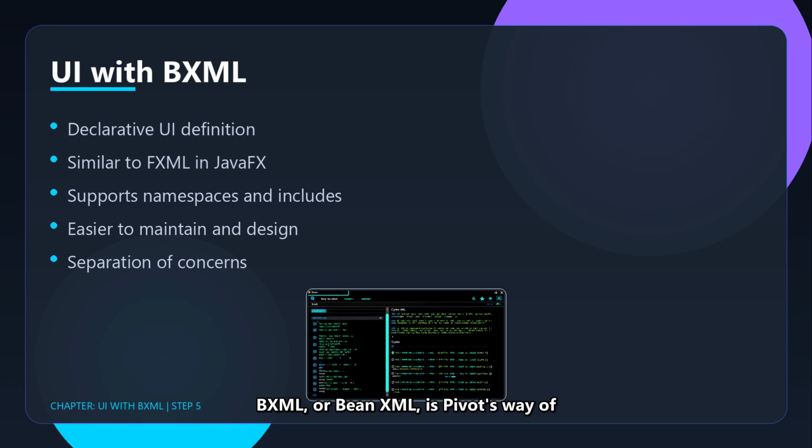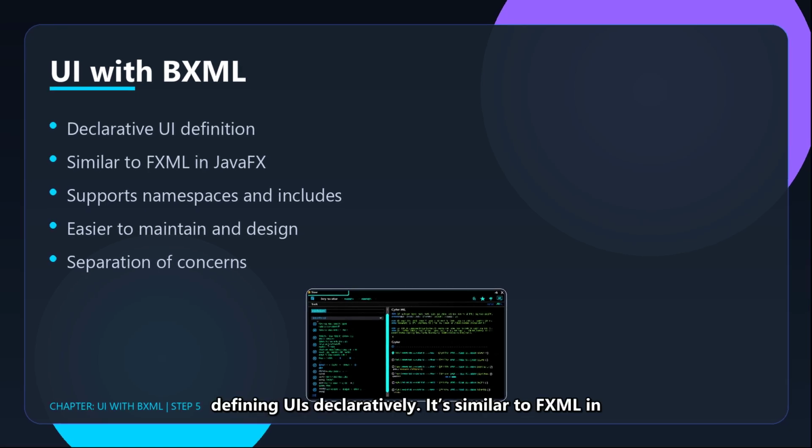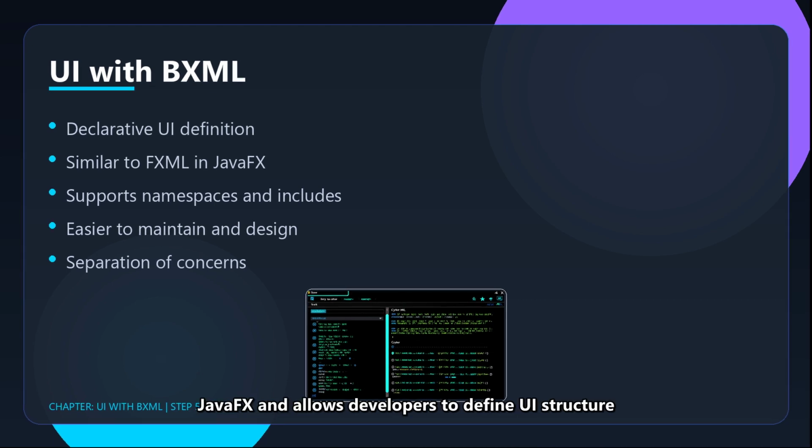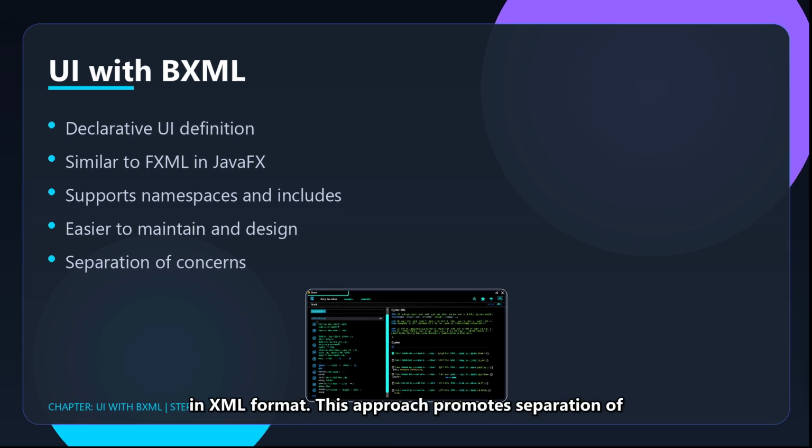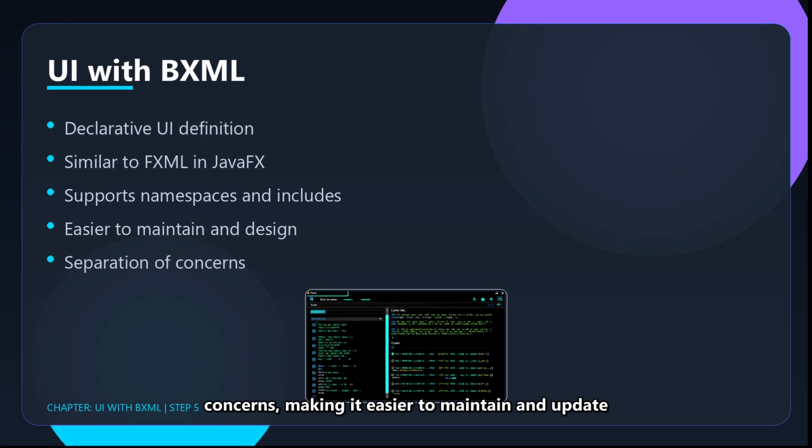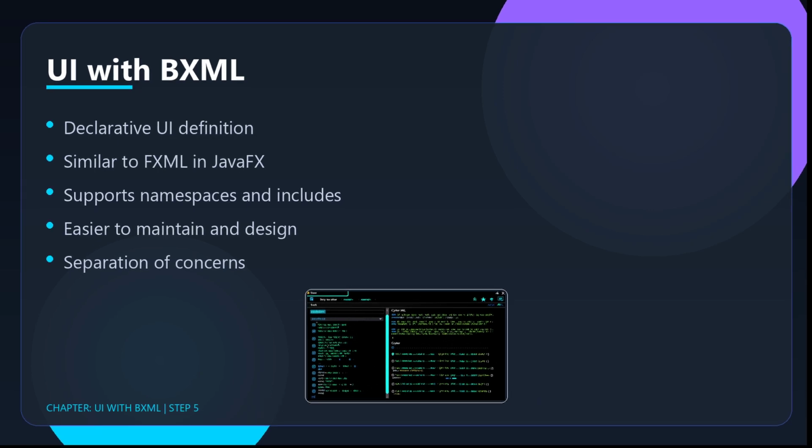BXML, or Bean XML, is Pivot's way of defining UIs declaratively. It's similar to FXML in JavaFX and allows developers to define UI structure in XML format. This approach promotes separation of concerns, making it easier to maintain and update the UI without touching the Java code.